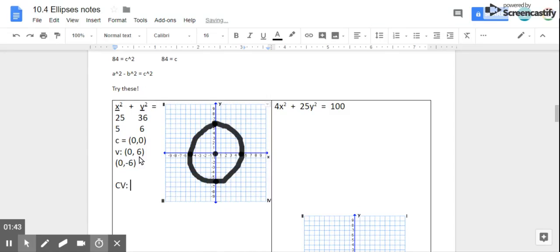Covertices are the other 2 points. So I've already written the center. I already wrote down these 2 points. So really, by process of elimination, I can do these 2 points. So that one is at negative 5, 0 and 5, 0. And then the last part, the foci.